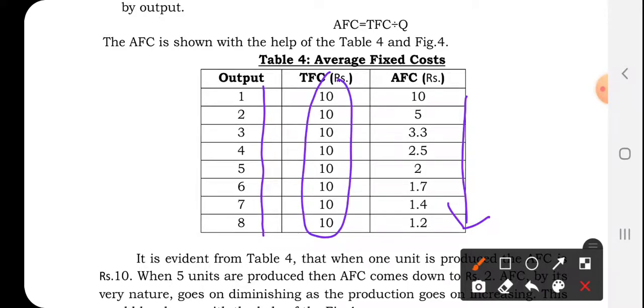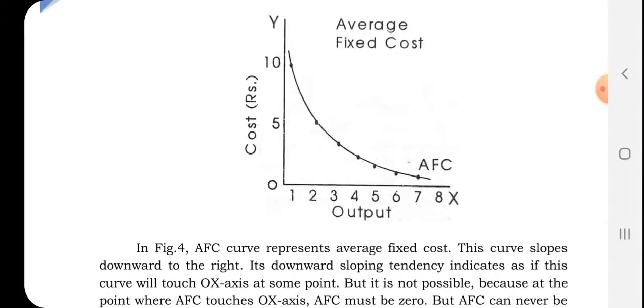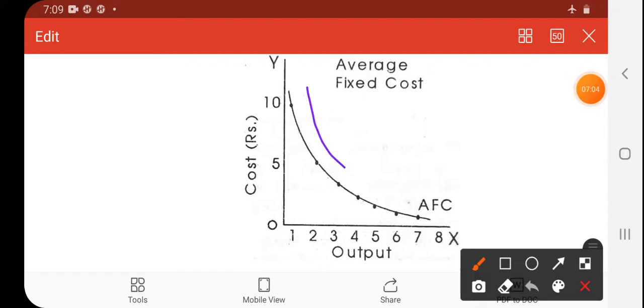With the increase in output, that expense is being spread over all the units of production. So with the increase in production, the average fixed cost will come down. It will come closer and closer to the OX axis, as shown in this diagram, but it won't touch the OX axis.